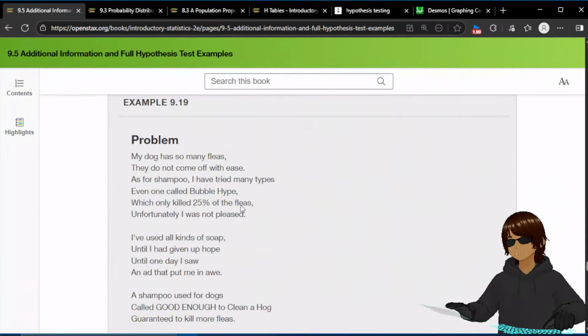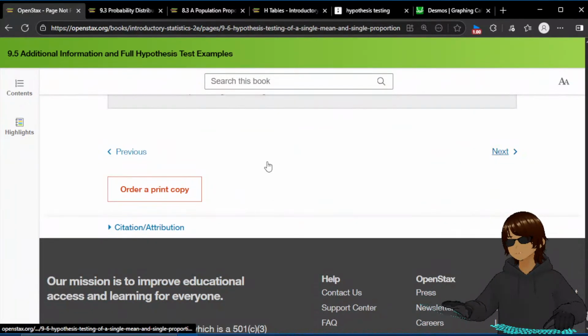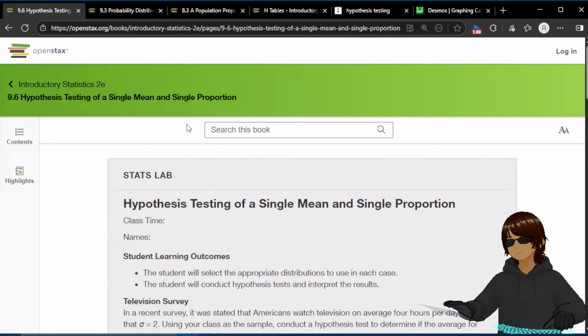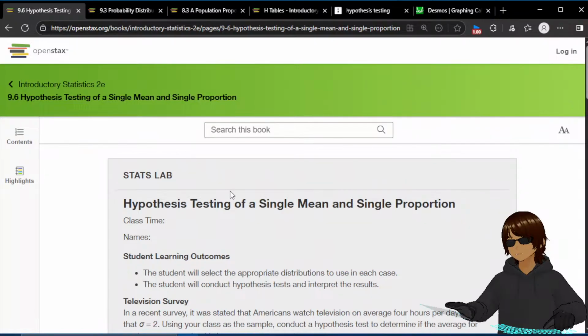This one I did not understand. Let's see what's after this. It's just the last exercise.